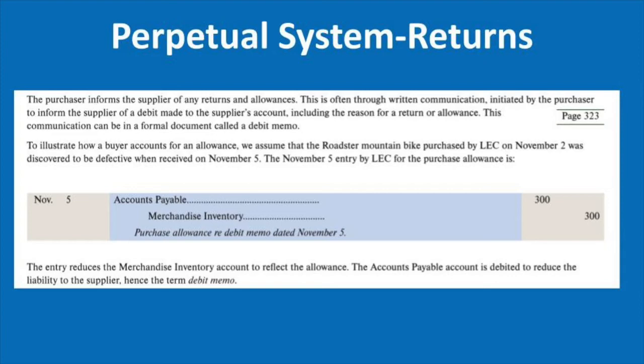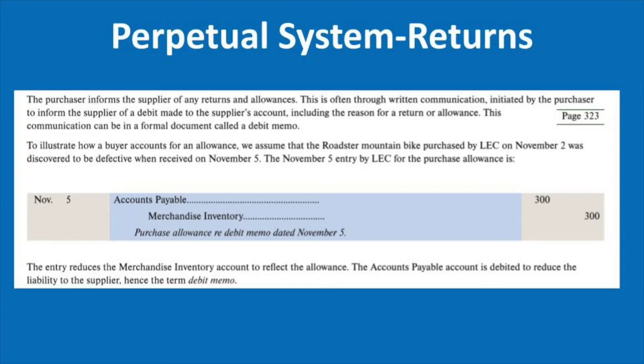So let's assume in this particular instance that we had a case of a return. The purchaser informs the supplier of any returns and allowances. This is often through written communication initiated by the purchaser to inform the supplier of a debit made to the supplier's account, including a reason for the return or allowance.